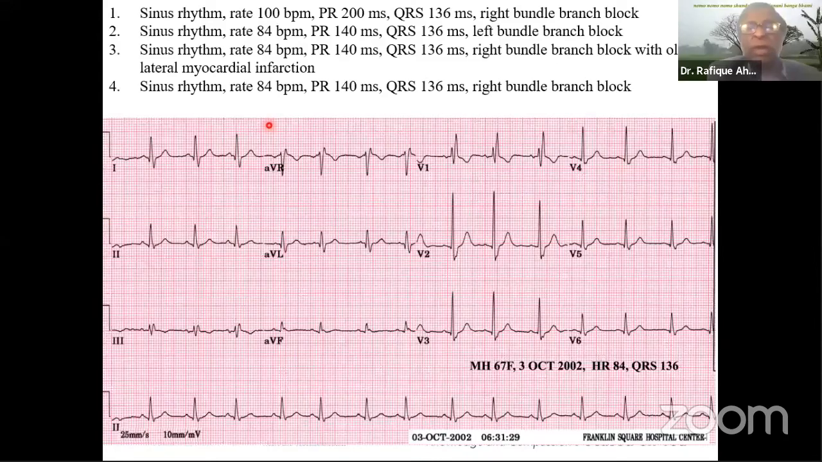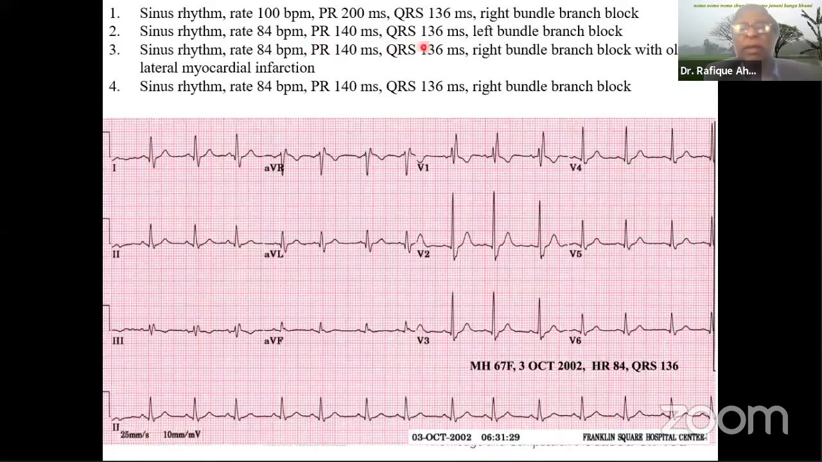So the majority said number 4, and let's look at number 1. Number 1 is almost the correct answer, except for 2 things: the rate is not 100 and the PR interval is not 200 milliseconds. So that's why it was wrong. Otherwise, everything else is correct.